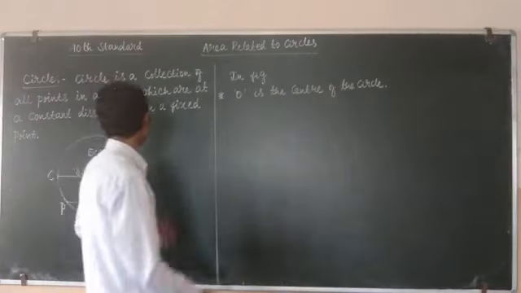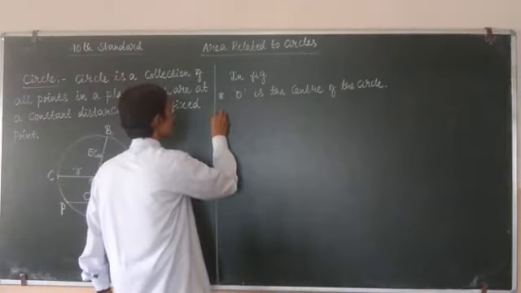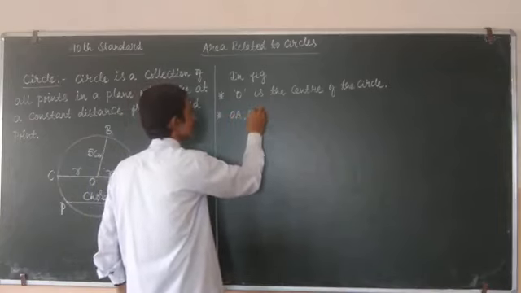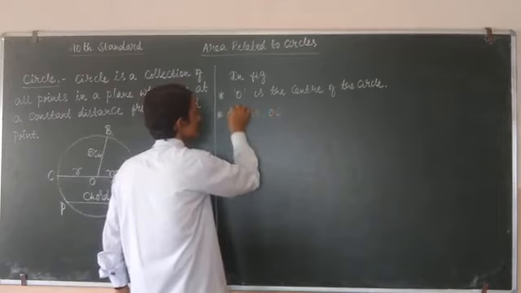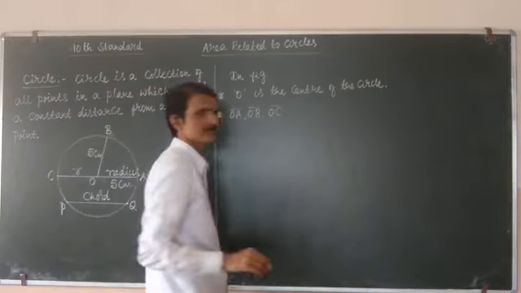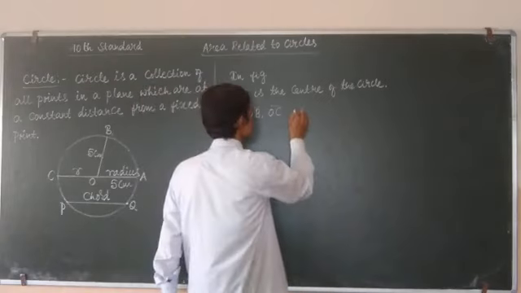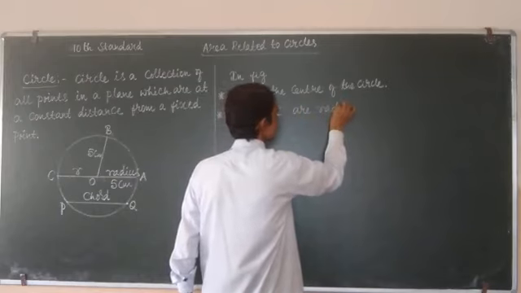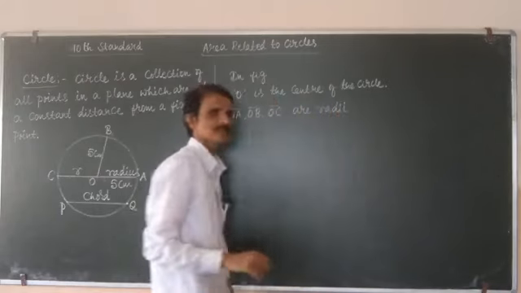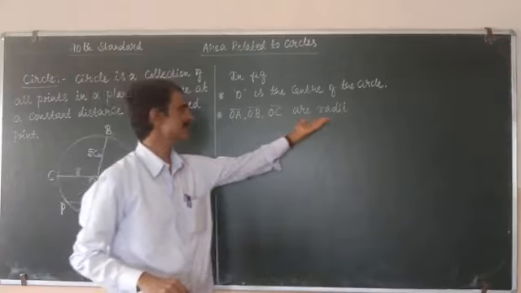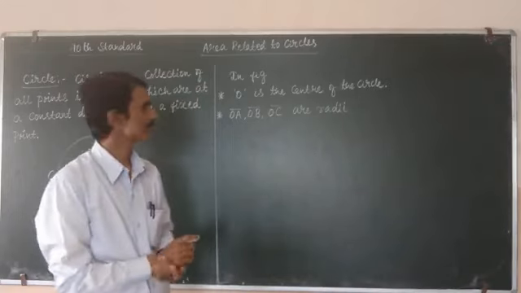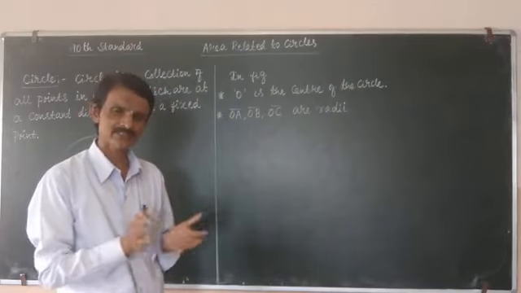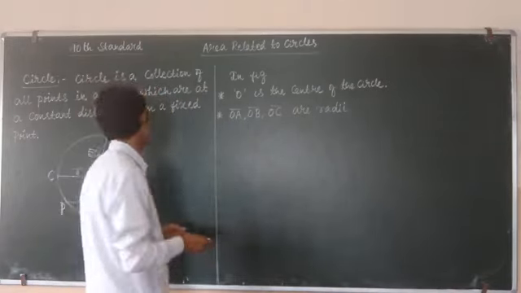So then, what do you call OA, OB, OC? OA, OB, and OC. So they are all called radii, or radius. The plural form of the radius is radii. So they are the radii of the same circle. So radii of the same circle are always equal.